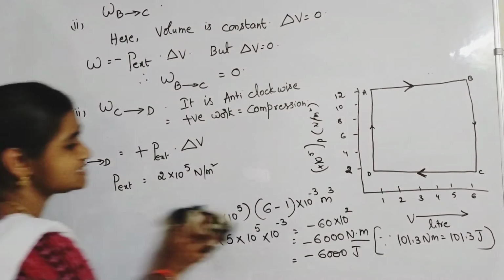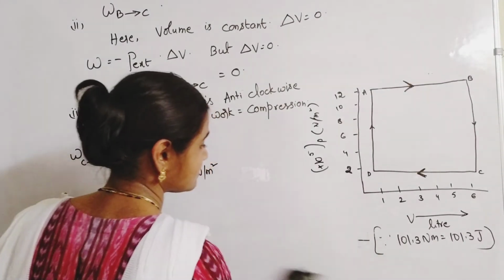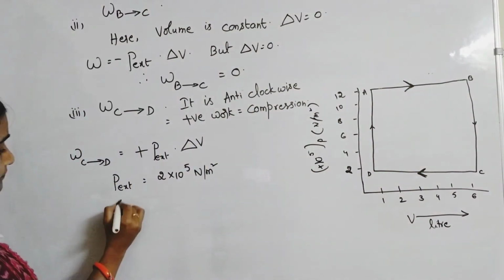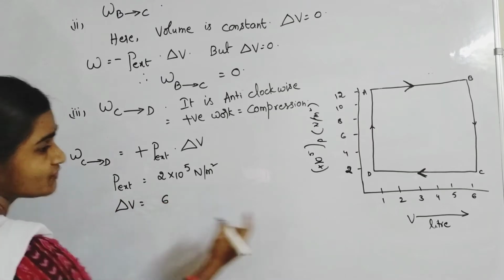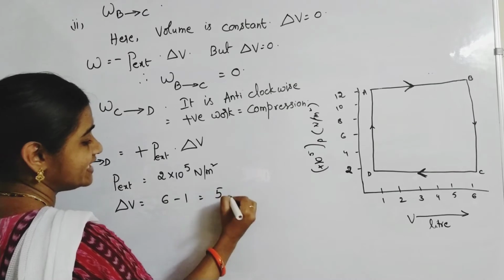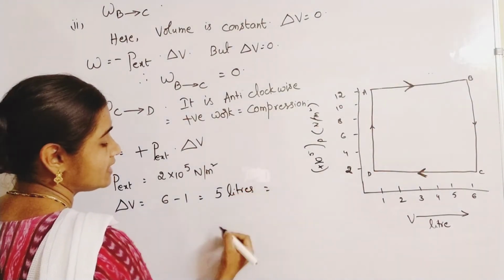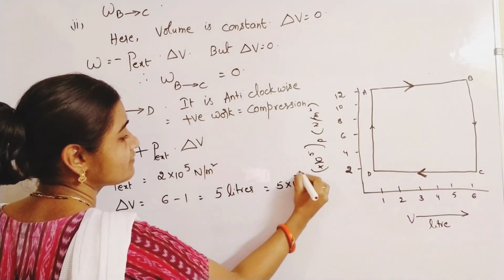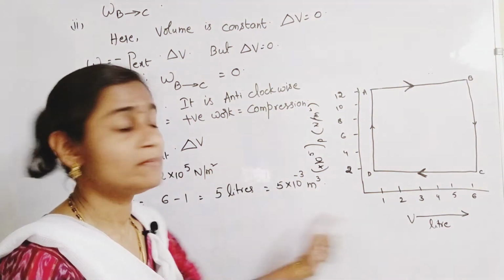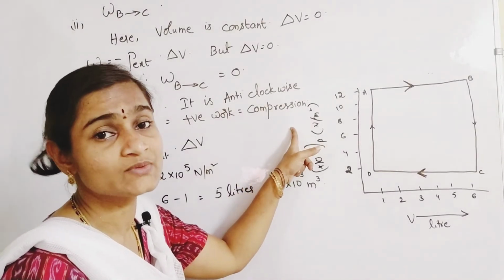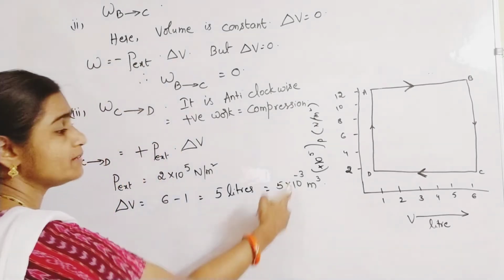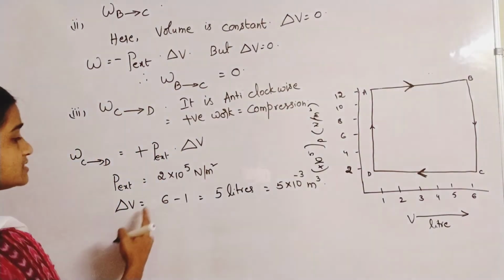Delta V is equal to final volume 6 minus 1, means 5 liters. In meter cube, it is equal to 5 into 10 to the power of minus 3 meter cube. Actually volume is given in liters, but pressure is given in Newton per meter square. So you have to take volume also in meter cube only. So into 10 power minus 3 you will do. Okay, so let us multiply.